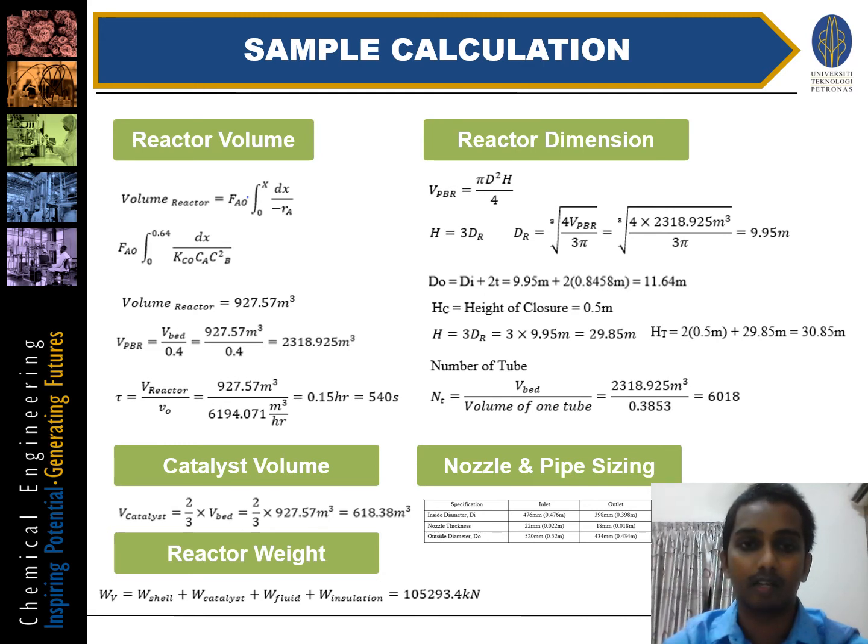The calculated reactor volume in this project is approximately 2300 meter cube. As for the catalyst volume, it is 600 meter cube. The reactor dimension in this project is a height of 30.85 meter and a diameter of 11.64 meter.